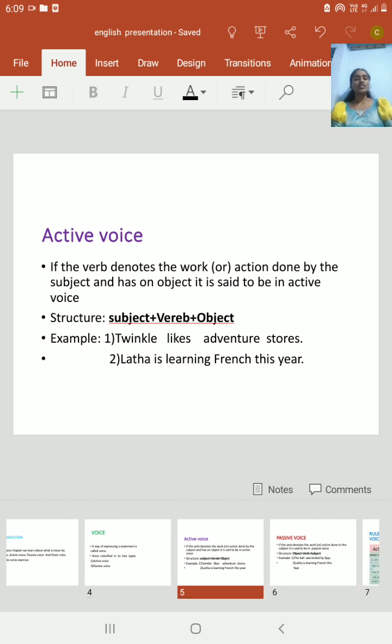See, here the structure is subject plus verb plus object. In these examples, what are the subjects? In the first example, the subject is Twinkle, and in the second example the subject is Lata. Verb: likes, learning. Object: adventure stories, French this year.